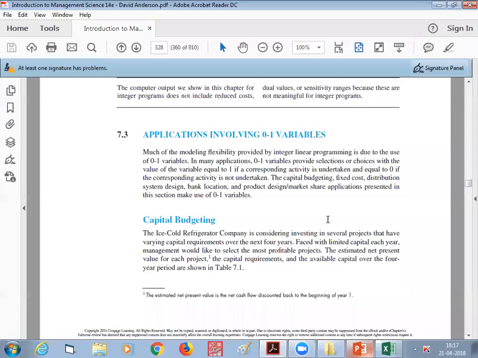One nice application is in capital budgeting. Actually, that was a product mix solution. All right, so Ice Cold Refrigerator Company is considering investing in several projects that have varying capital requirements over the next 4 years. Faced with limited capital each year, management would like to select the most profitable projects. The estimated net present value for each project, capital requirements, and available capital over the next 4-year period are shown in the next slide.